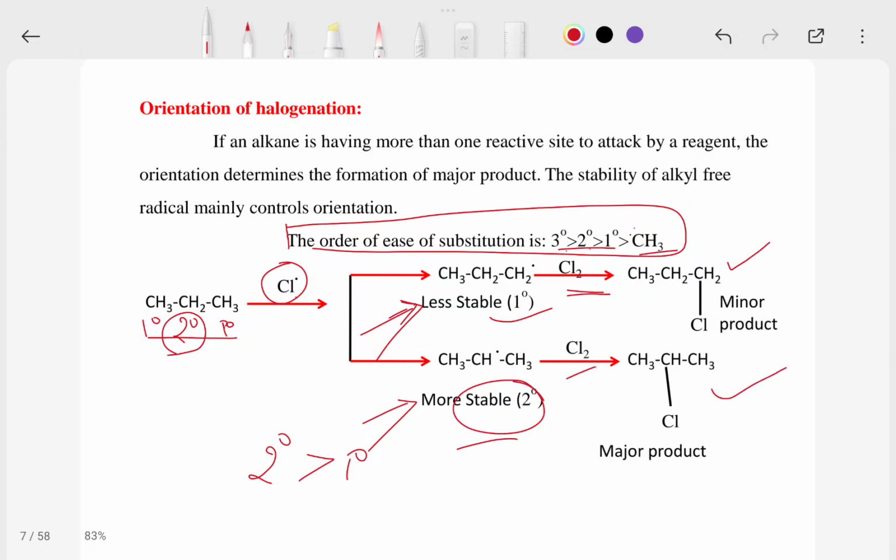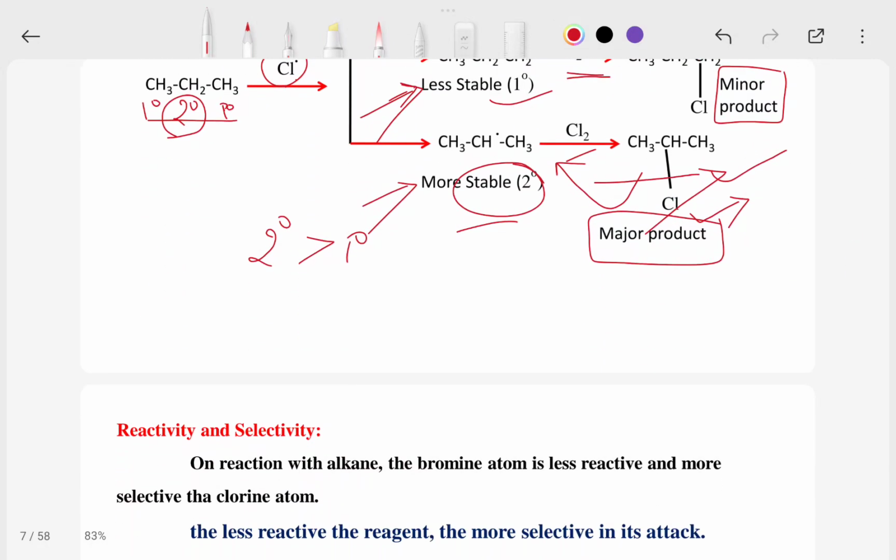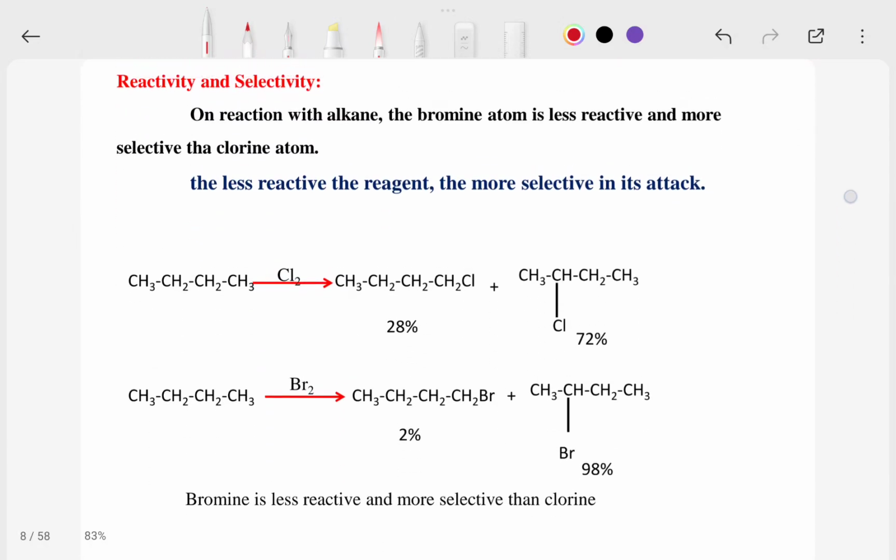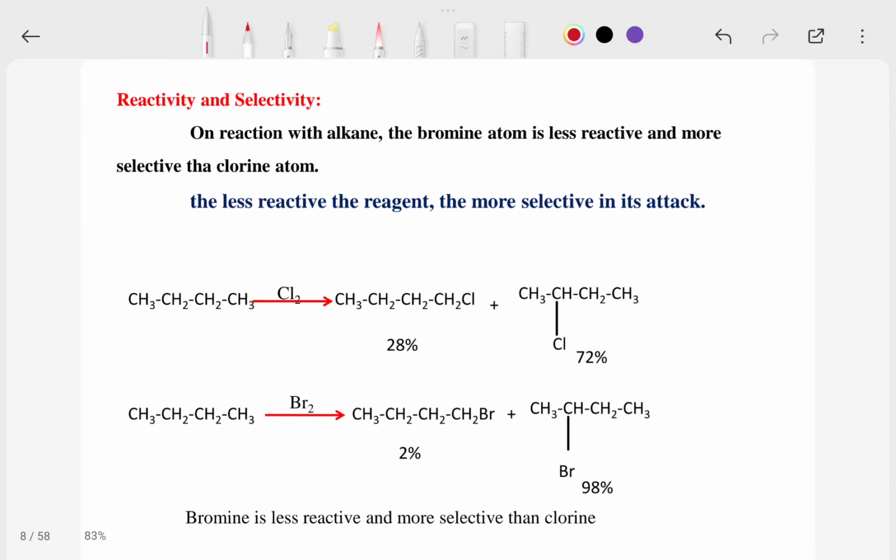Here 2-chloropropane is the major product and 1-chloropropane is the minor product. Why? Because 2-chloropropane is prepared from the more stable secondary free radical. That's why this compound is more stable, and this product is the major product. That is orientation. And the next one, reactivity and selectivity.